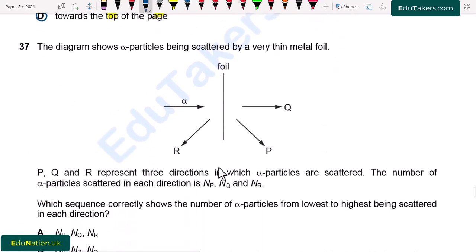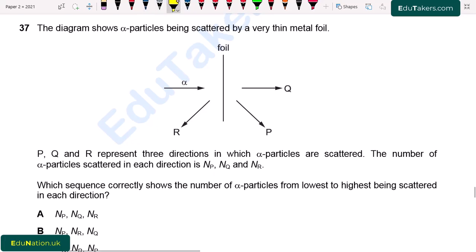Question number 37. The diagram shows alpha particles being scattered by a very thin metal foil. Here is a foil and the alpha particles are coming towards the foil. Three directions are shown: Q, P and R. P, Q and R represent the three directions in which alpha particles are scattered. The number of alpha particles scattered in each direction is NP, NQ and NR.